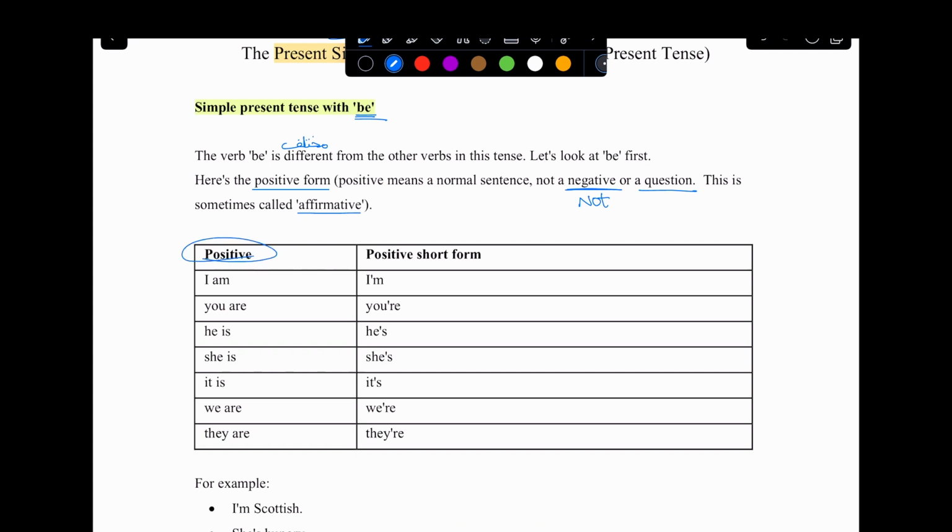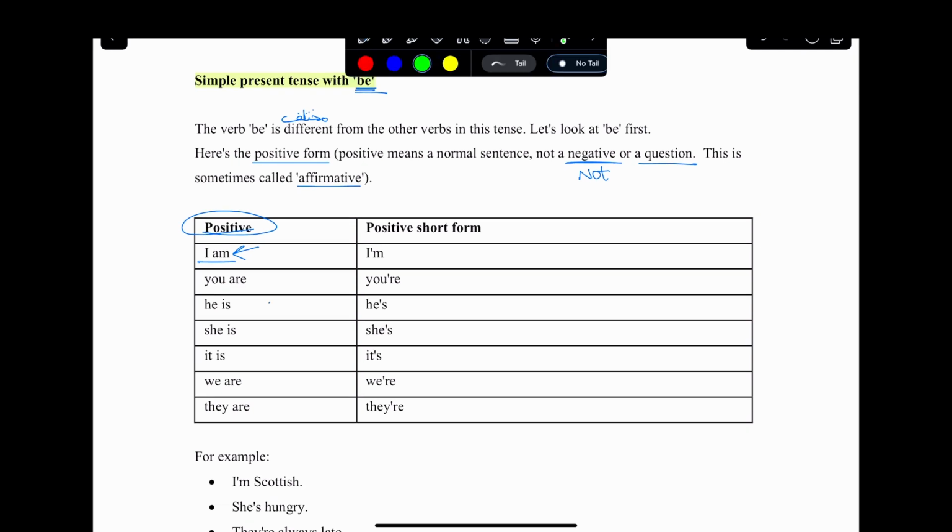So positive, I am. So am is in the simple present tense. Am. Are. You are. Is. He is. She is. It is. We are. They are. So I نضيف am, is, are هم verb to be ويكونون في present في الزمن المضارع.